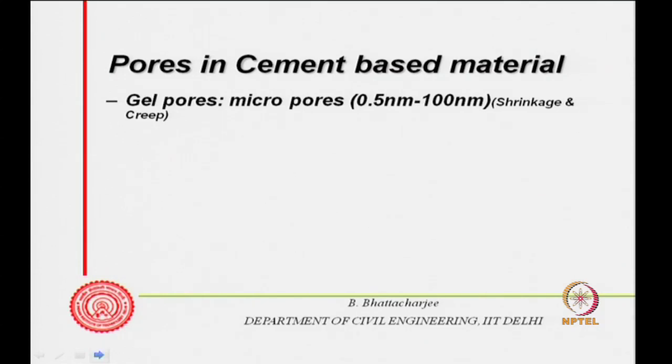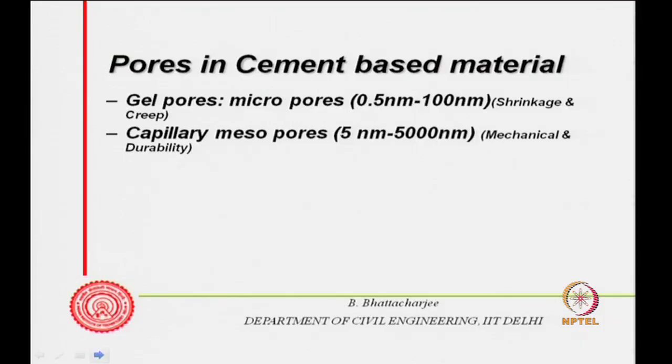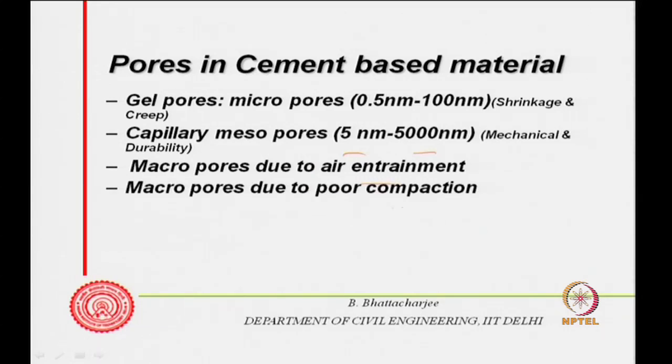So, what are the pores in cement based material? I think I have talked about this earlier. Gel pores is one of them, capillary pores in the cement paste, you can see the orders, and macro pores due to air entrainment and poor compaction. All this will affect the strength, right. Of course, the small pores affect the strength less, because their size is very small. Larger size pores affect the strength more, but they actually have a bigger role in shrinkage and creep.